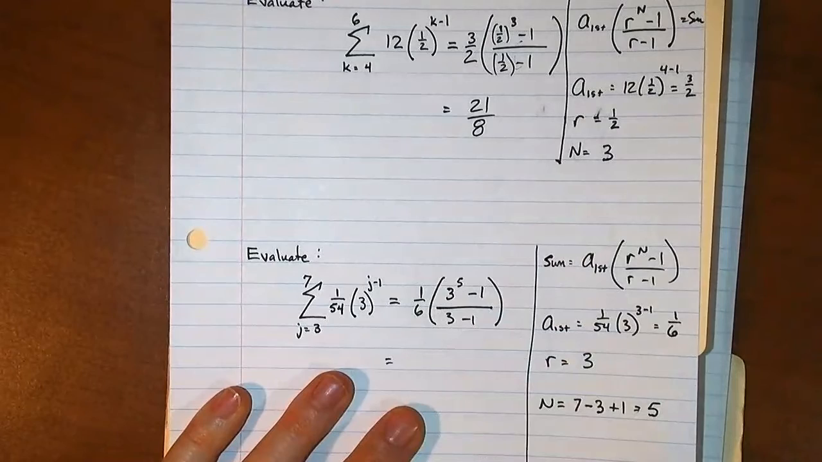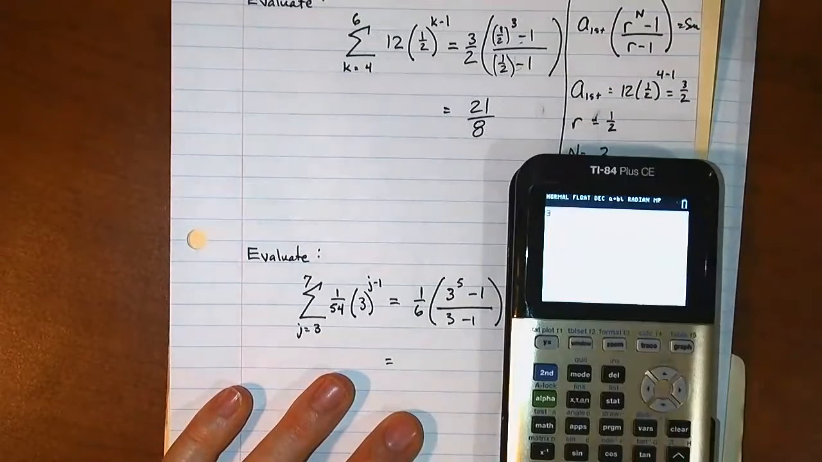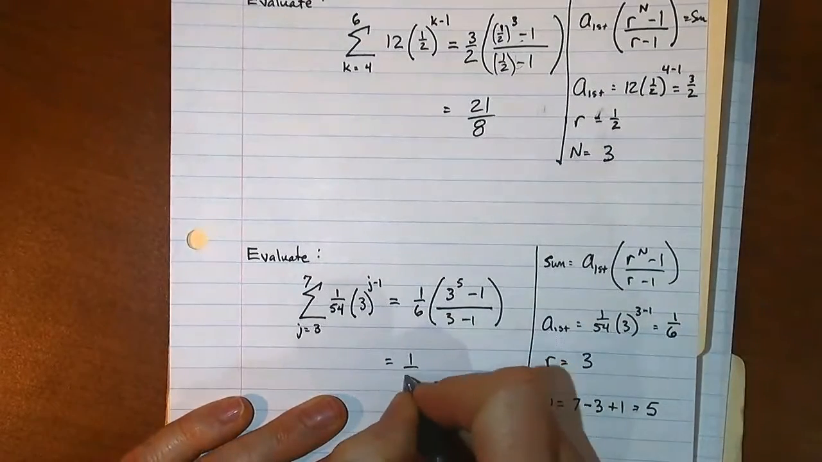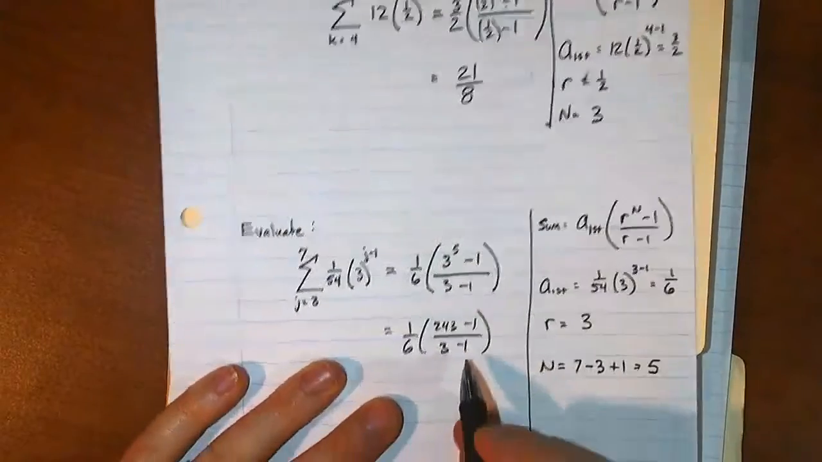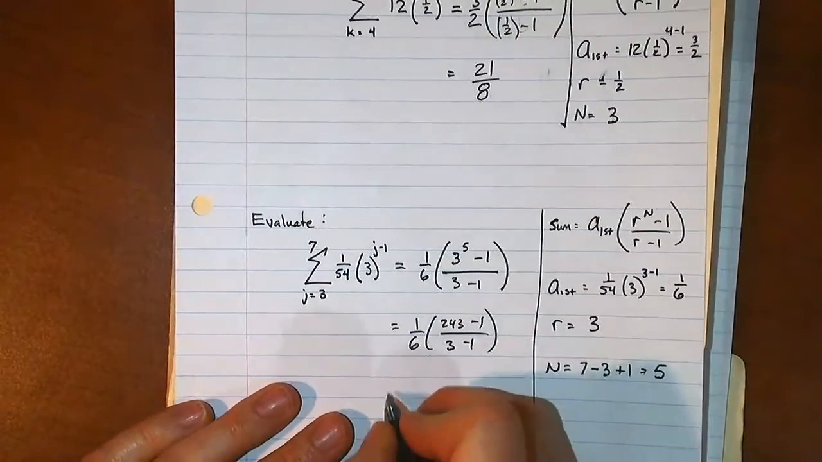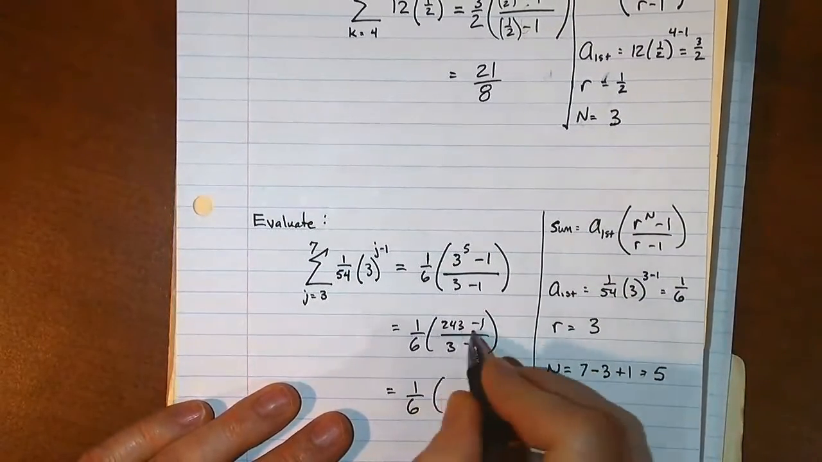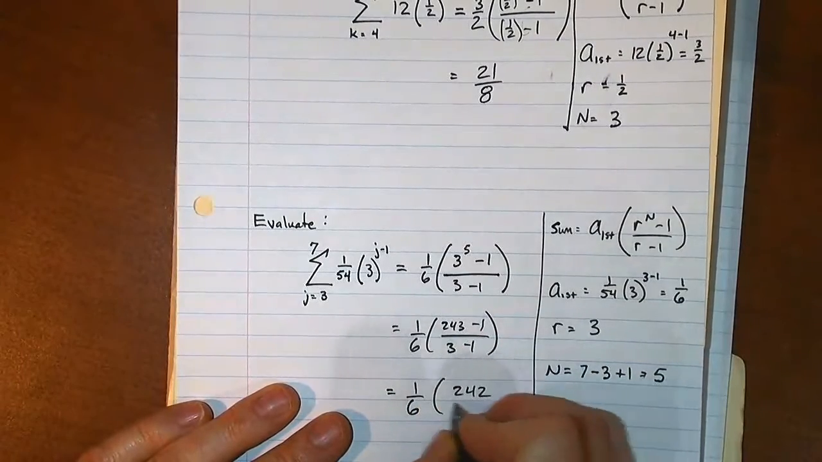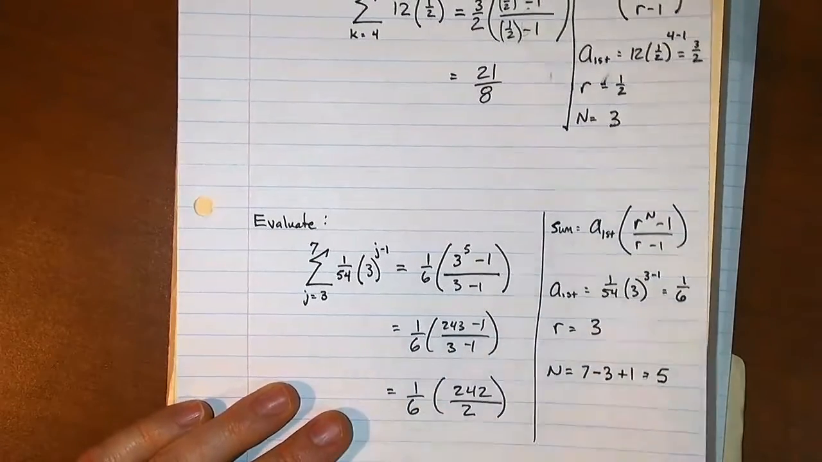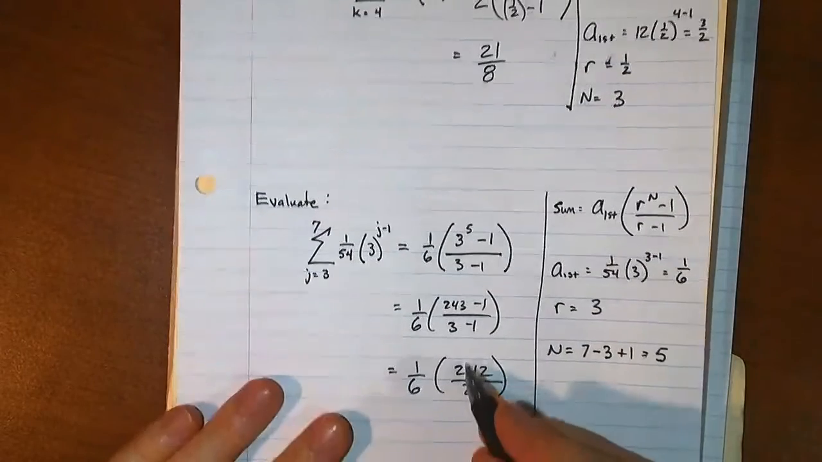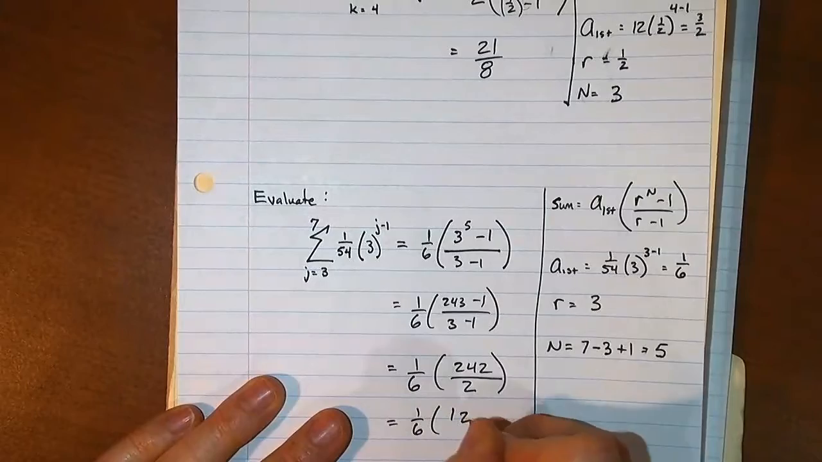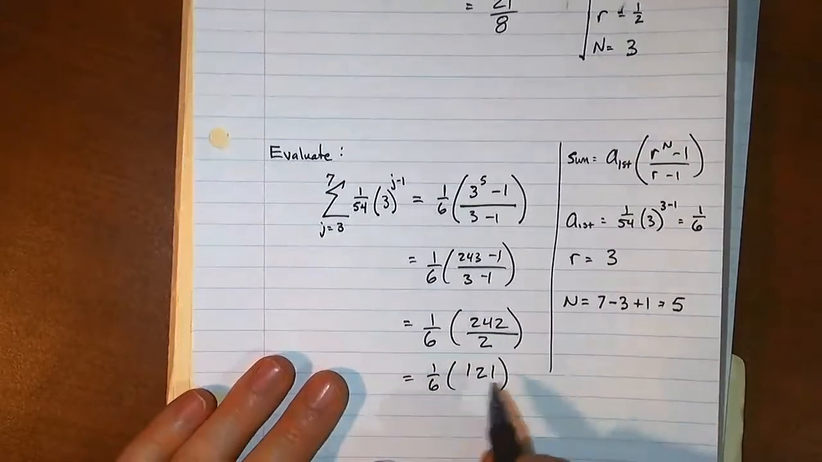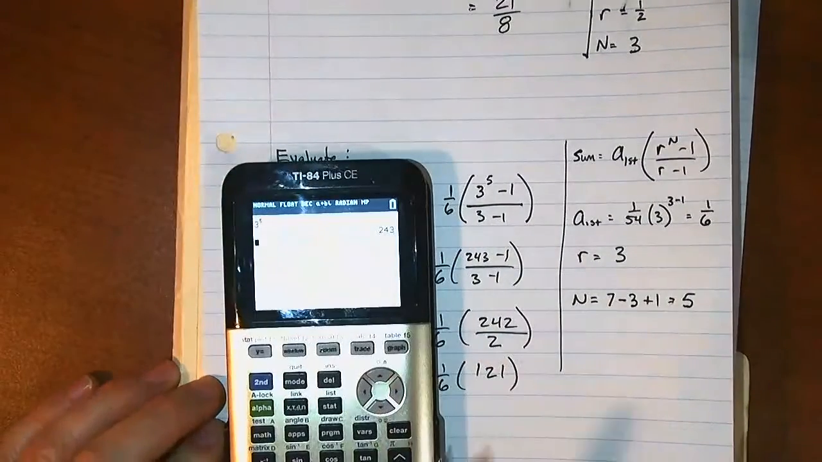So the first thing I'm going to do is 3 to the 5th power. 3 to the 5th power is equal to 243. So 243. And then I'm going to subtract. And this one, I'm going to go ahead and subtract the top and the bottom both, just because that's fairly easy math. So when I do the top, I'm going to get 242. When I do the bottom, I'm going to get 2. So I subtract those. And now I can divide 242 divided by 2. That's going to be equal to 121. And then I can multiply 121 by 1/6.